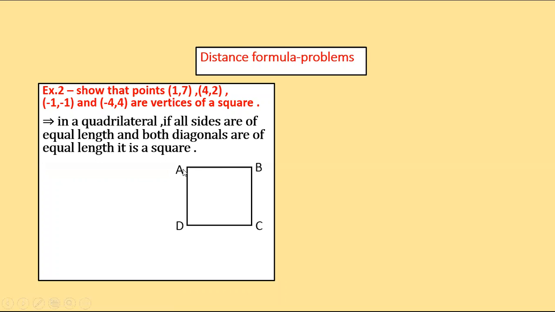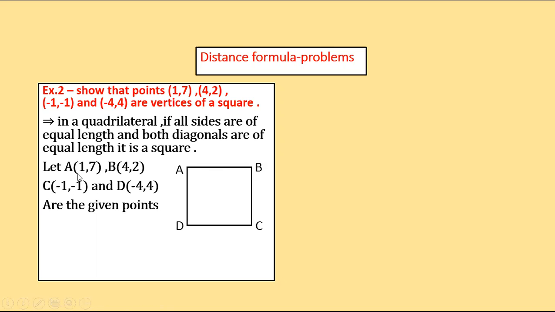This is a quadrilateral ABCD. Let the coordinate of point A be (1, 7), coordinate of point B (4, 2), coordinate of point C (-1, -1) and coordinate of point D (-4, 4) are the given points. These are the given 4 points A, B, C and D.